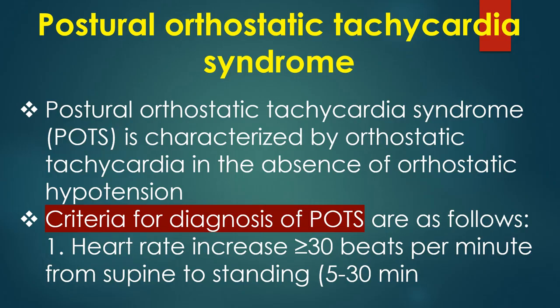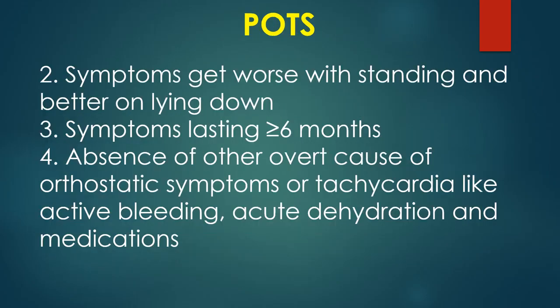1. Heart rate increase more than or equal to 30 beats per minute from supine to standing. 2. Symptoms get worse with standing and better on lying down. 3. Symptoms lasting 6 months or more. 4. Absence of other overt causes of orthostatic symptoms or tachycardia like active bleeding, acute dehydration, and medications.